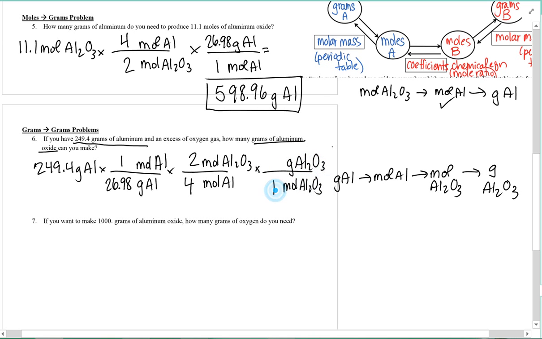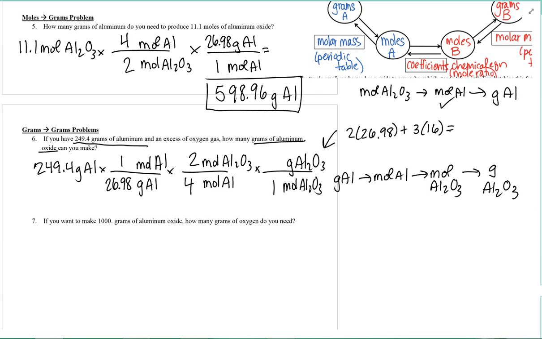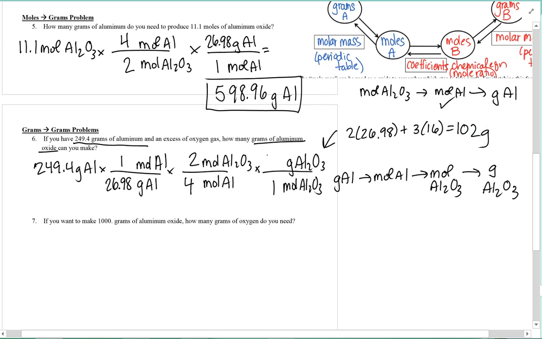And to find this molar mass, I'm going to take the mass of 2 aluminums, so that's 2 times 26.98, and add it to the mass of 3 oxygens. So I have to plug that in my calculator real quick. So 3 times 16 plus 26.98 times 2, and you end up with 102 grams. So this is 102 grams.